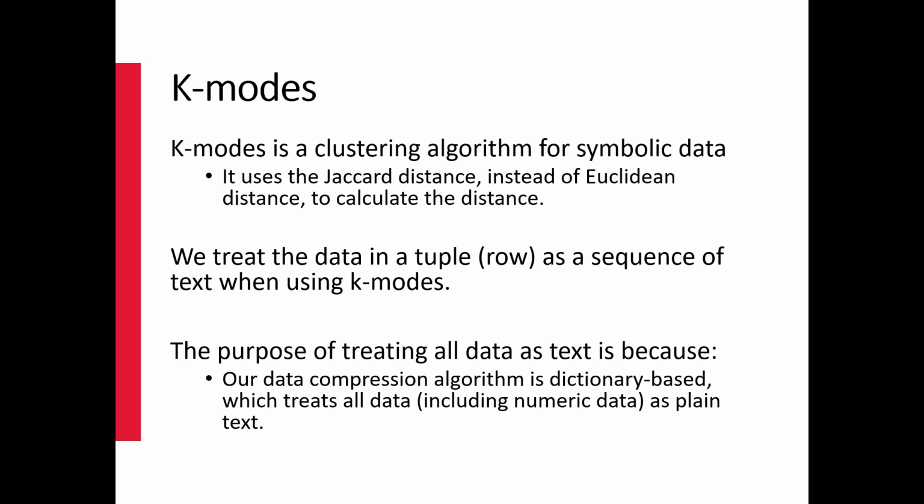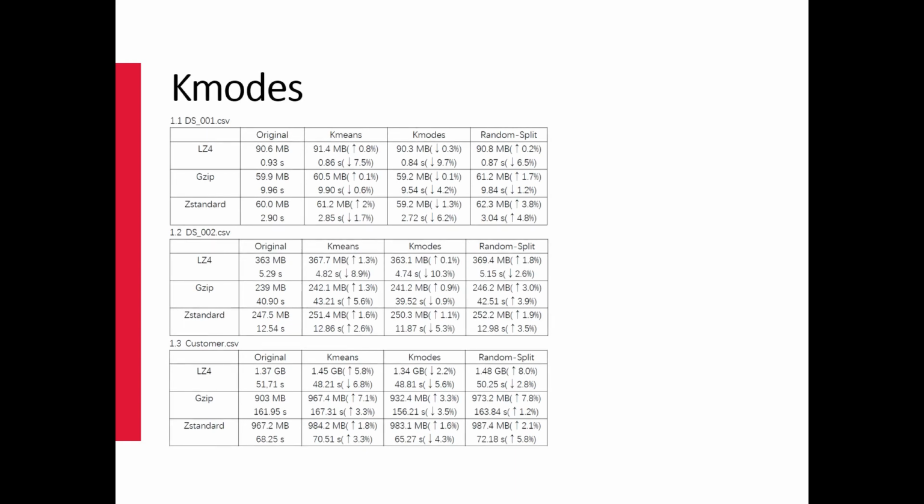Then I use k-modes clustering. It is a clustering algorithm for symbolic data, and it uses Jaccard distance. We treat the data in each tuple as a sequence of text when using k-modes. The purpose of treating all data as text is because our data compression algorithm is dictionary-based, which treats all data as plain text.